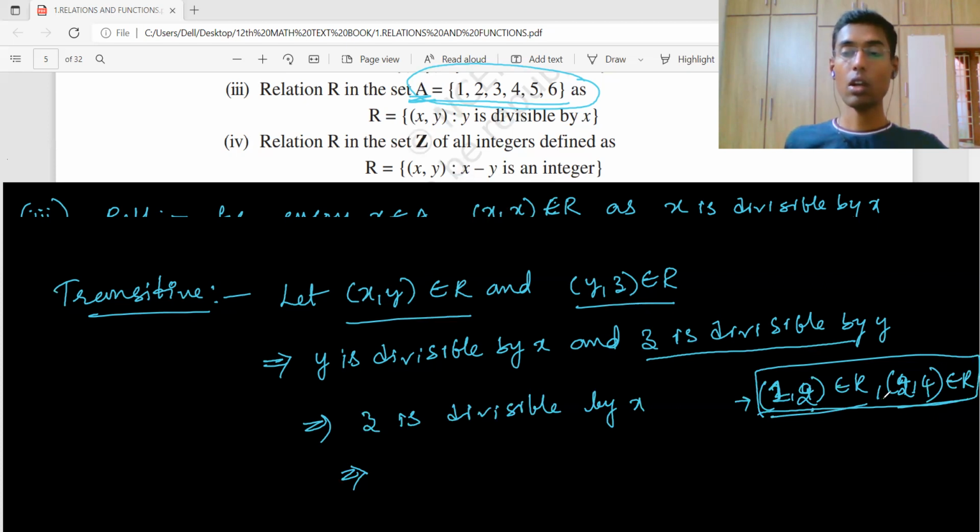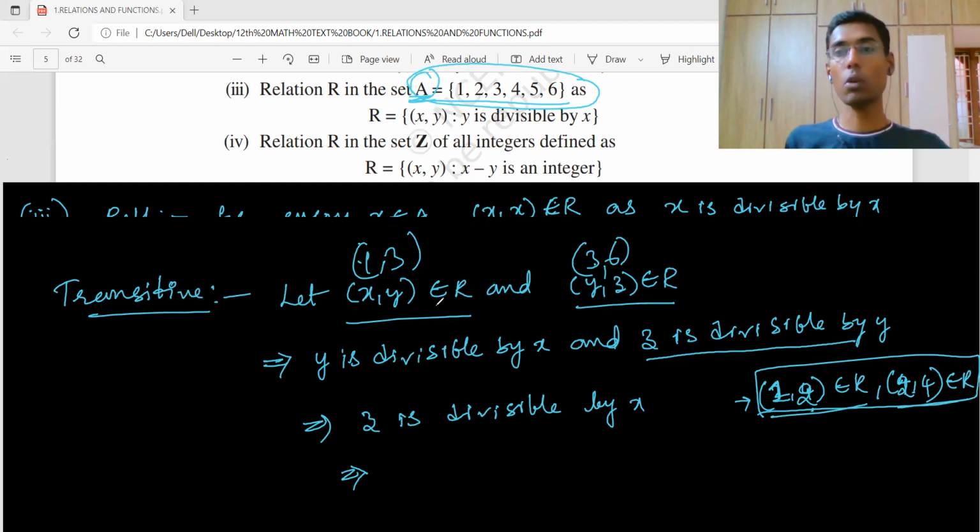Yes, sir. So that's it. So y is divisible by x. This is general. You take x, y, z, whatever you want from A. You put 1, 3, and 3, 6. 3 is divisible by 1 and 6 is divisible by 3, then automatically 6 is divisible by 1. Yes or no?